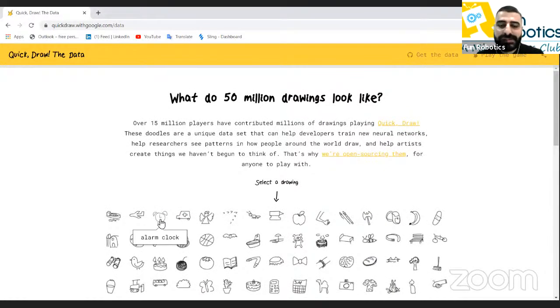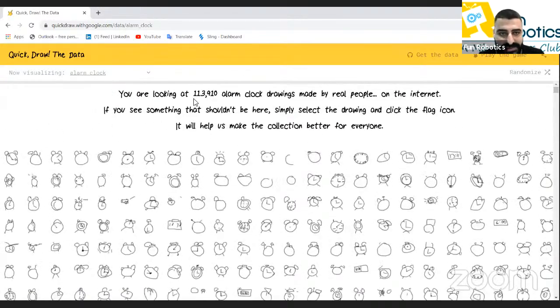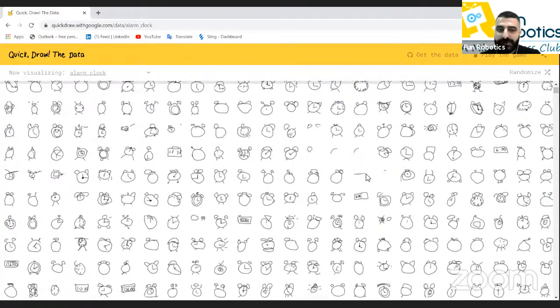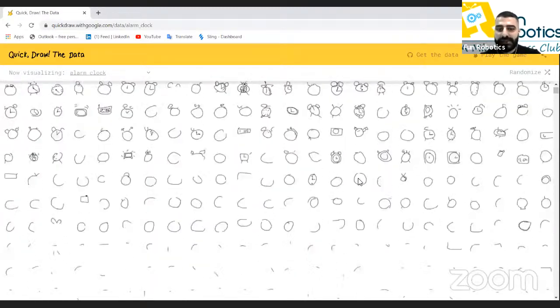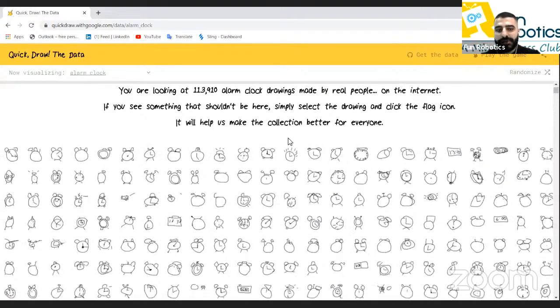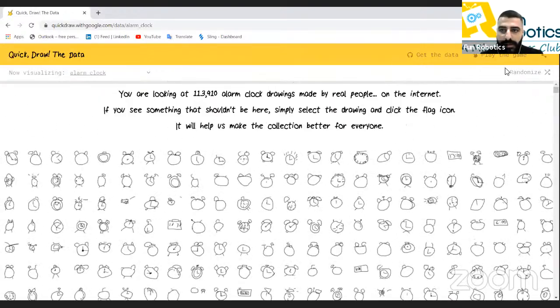So if I click on one of them, for example, let's say QuickDraw told me draw an alarm clock. So these are thousands. As a matter of fact, it's 113,000 pictures of alarm clock that real people drew and submitted to QuickDraw. So if I was to draw an alarm clock that looked anywhere closer to these 113,000 images, then QuickDraw would guess what I drew by comparing my drawing to what all these drawings stored in the database of QuickDraw. Let's actually look at another one.